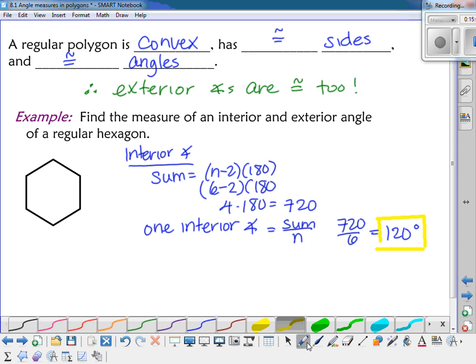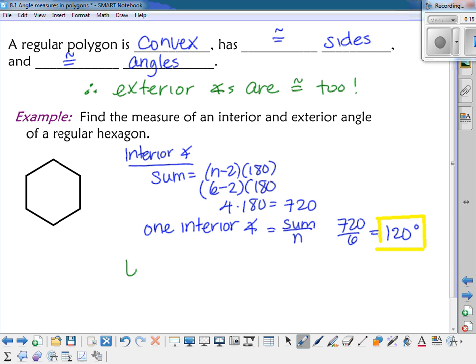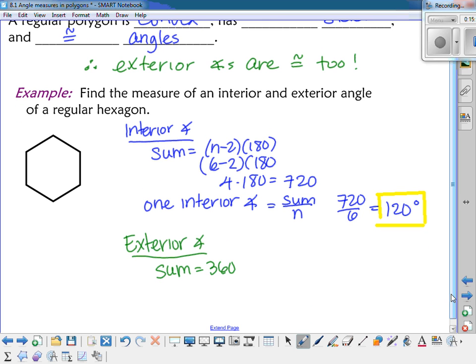With our exterior angles, the sum is always equal to 360, no matter how many sides I have. So just one exterior angle is just going to be 360 divided by the number of sides. So in this case, we would have 360 divided by 6, and so they equal 60 degrees.